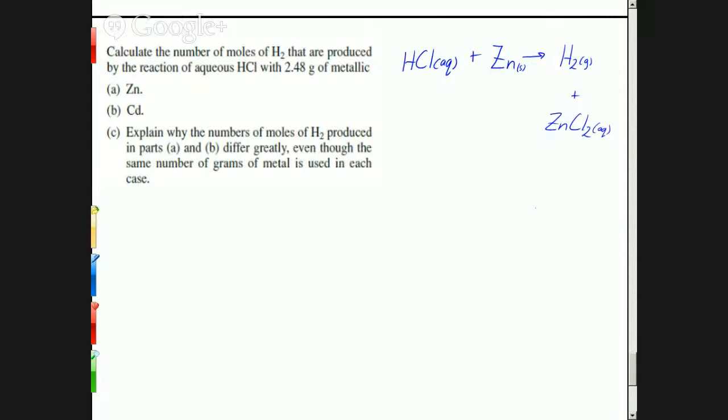So is that balanced? No. What do we have to do to balance it? Balance the hydrogen and the chlorides and the chlorine. Yeah, so we've got 2 Cls on the left, 1 on the right. So that means we need a 2 over here. And that should do it, right? Now it's balanced. So that was easy enough.